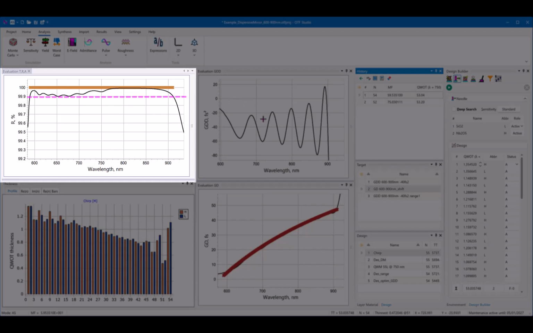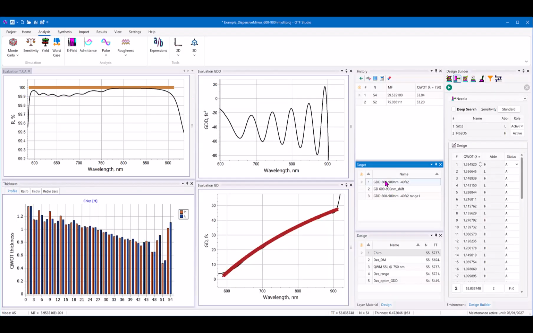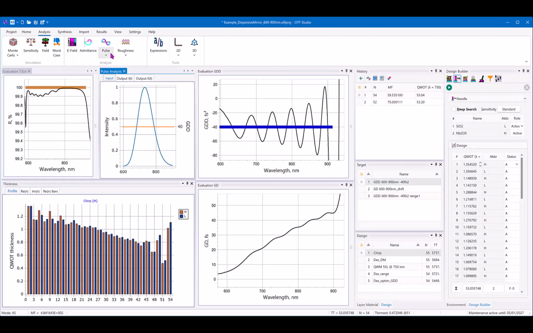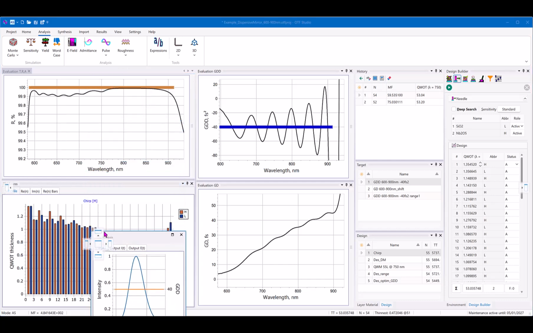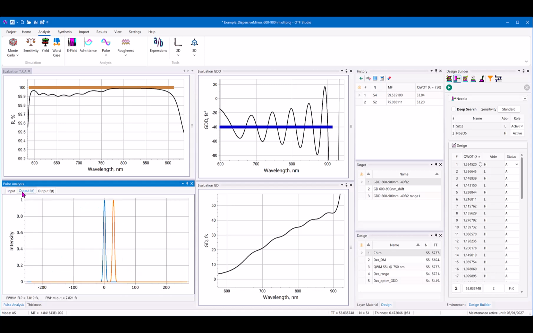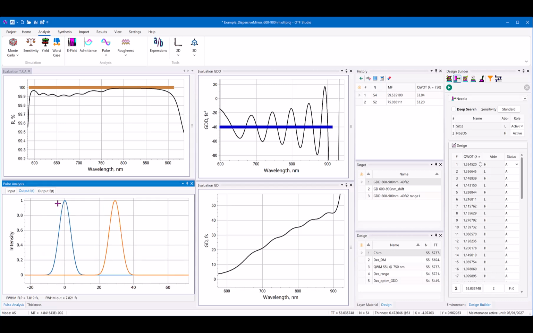And let's load now group delay dispersion target. You can see ripples in group delay dispersion, but these ripples are symmetrical and regular with respect to the average level of group delay dispersion, of target level of minus 40 femtosecond square. Let's check it on the pulse. Open pulse analysis panel. This is the same model pulse as before. We switch to output intensity panel and zoom the plot.